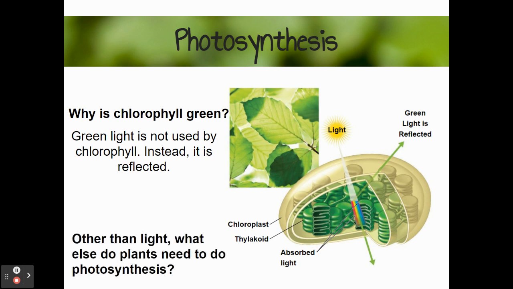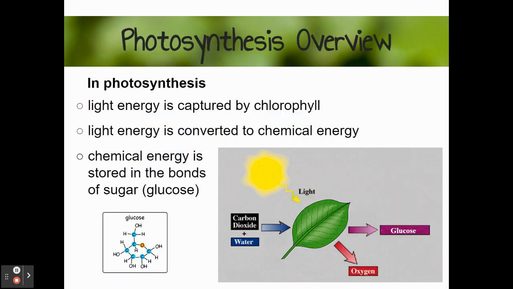This question says, other than light, what else do plants need to do photosynthesis? Hopefully you know that they need water, and there's also a gas that they have to take in, which is CO2, carbon dioxide. In photosynthesis, light energy is captured by chlorophyll. Light energy is converted to chemical energy. Chemical energy is stored in bonds in the sugar, which is glucose specifically. That's what plants are trying to make at the end of this process. They're taking the sunlight energy and storing it in the bonds of glucose, that sugar.